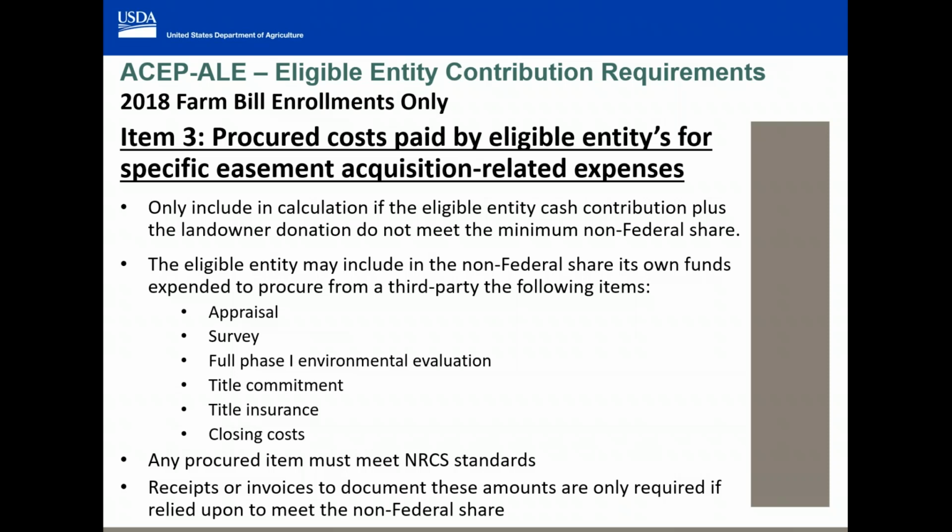And also to clarify, that list in the middle of the slide is the list of items that can count toward this category. So administrative costs, costs associated with reviewing these items, or other expenses not related to these items do not count toward the non-federal share. Next slide, please.